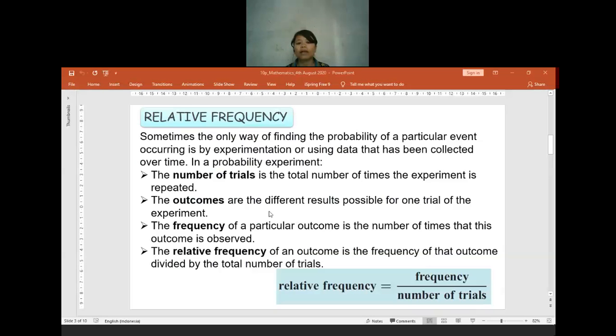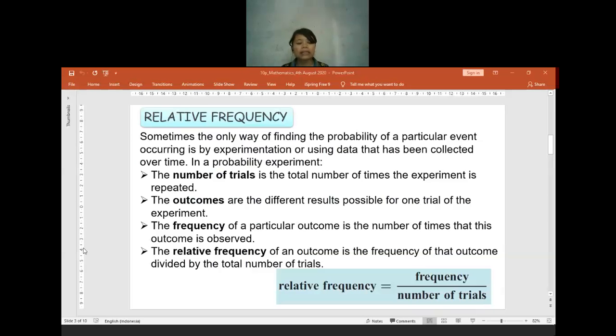Because there are 6 numbers, for each number the probability will be 1 per 6. If later I throw the dice 30 times, it will be 1 per 6 times 30, so it will be 5. If it is a normal dice, number 1 will come up 5 times, number 2 will come up 5 times, number 3 will come up 5 times, and so on. That is what we call relative frequency.